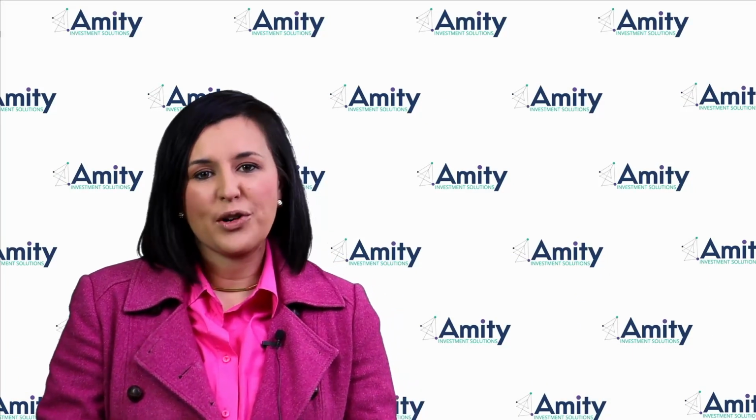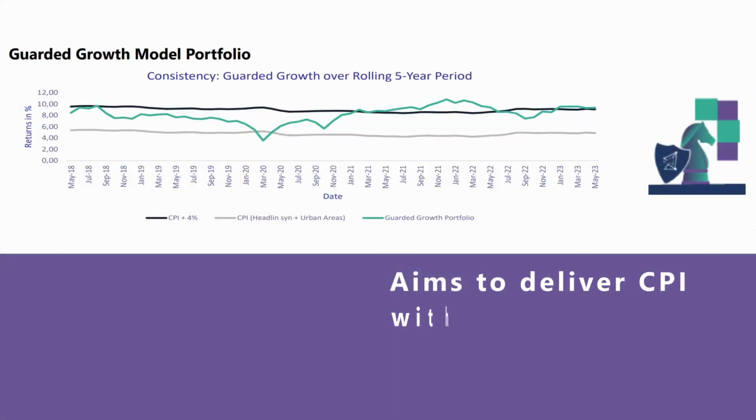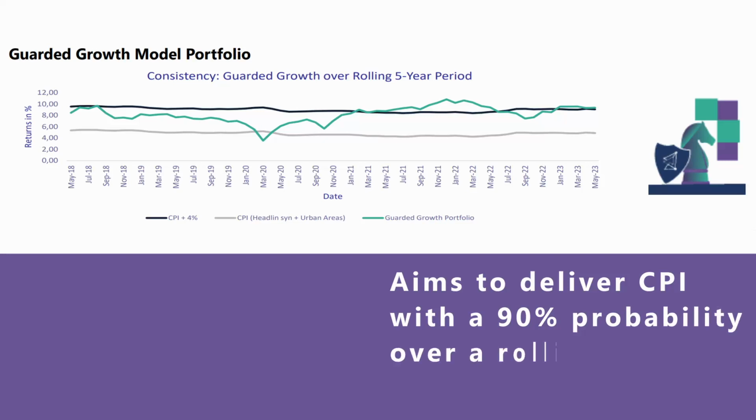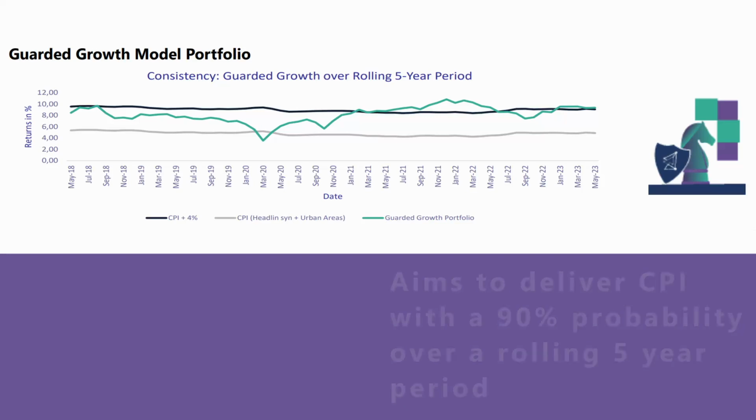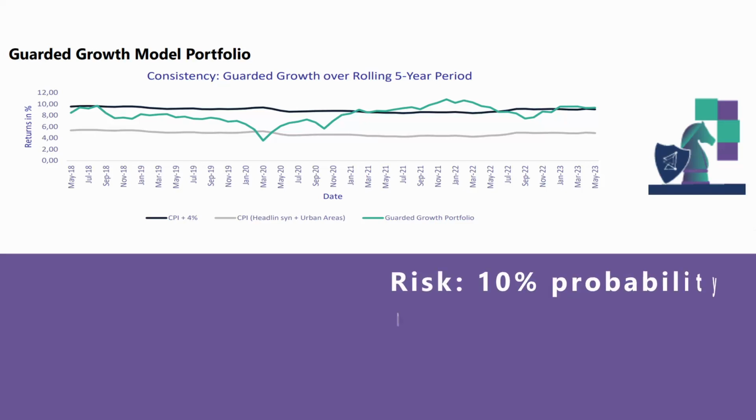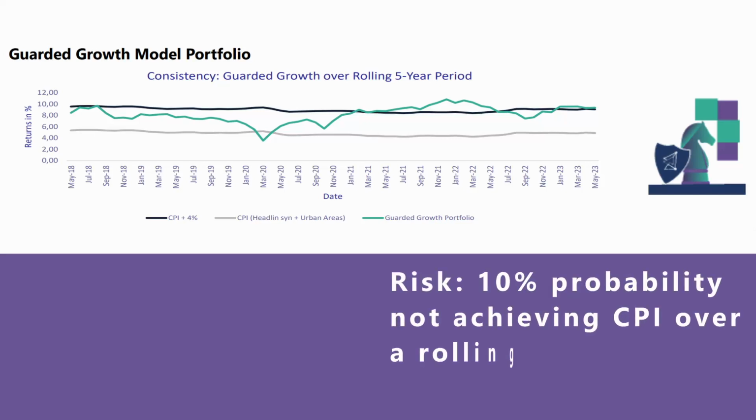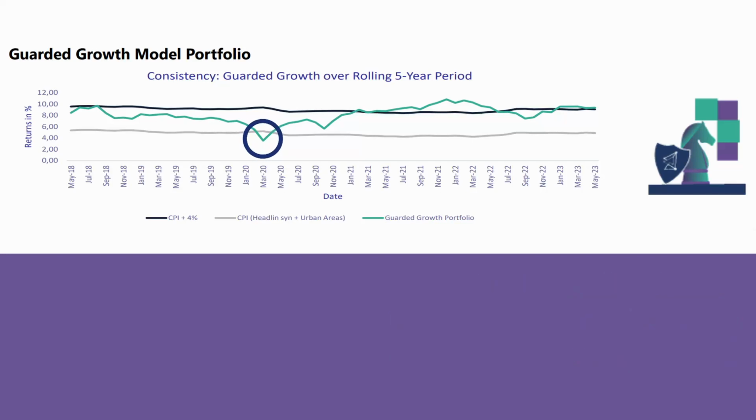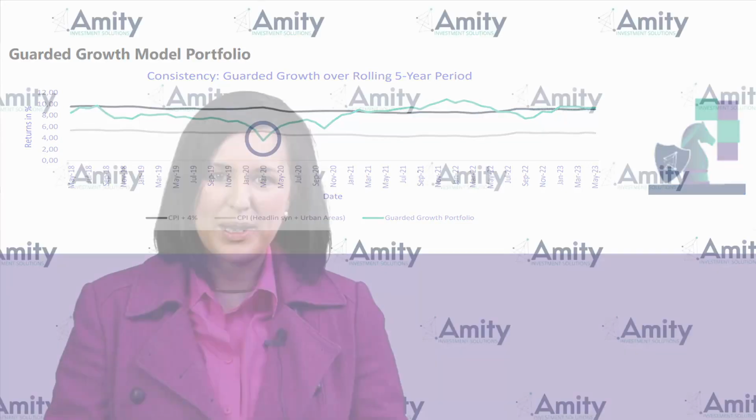Now, looking at the guarded growth model, you'll notice that we aim to once again, with 90% probability, try and achieve CPI. This means the downside or risk element is that 10% of the time you could potentially not achieve this. From all the rolling 5-year data points on this chart, you'll notice only one period where we did not achieve that primary target of CPI.